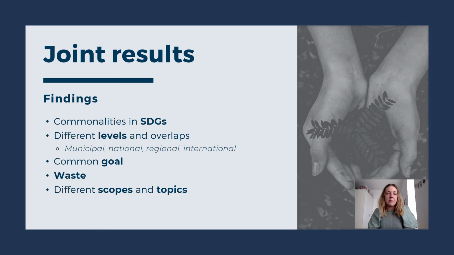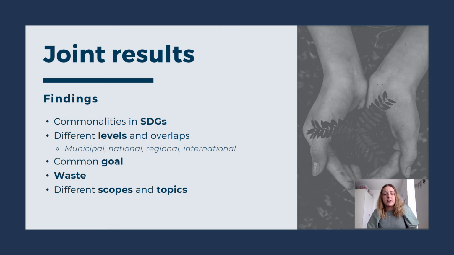So I'm going to talk a little bit about the joint results that we had in our cluster, and basically we found some commonalities in terms of the SDGs that we're working with, which will shortly be showed on the next slide. And then we found out that we are working on different levels, but there is some overlaps in these levels. So we had a group working with the municipal level and the regional level, and then we had a group working on a more national and international level. But basically, even though there are these different levels, there is a work towards a common goal, namely the underlying intent of enhancing circular economy policy and governance, both on a regional, national, and international level.